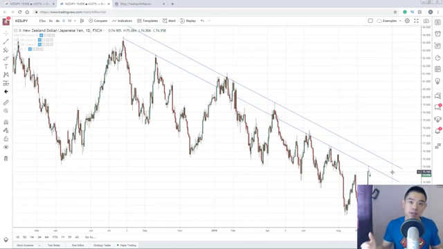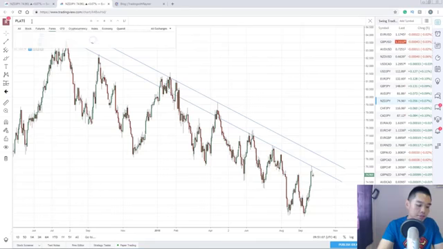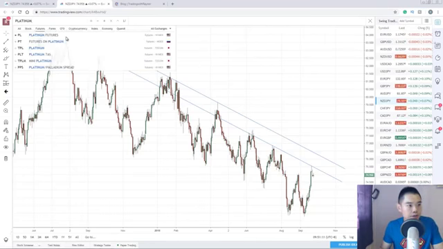Using the 3-step technique: Number 1, zoom out. Number 2, draw the most obvious levels. And number 3, adjust to get the most number of touches. So let's do one more example before we move on, shall we? Let's see, what else? Let me just search for platinum. I think there's something that we can draw here. Futures, platinum futures.